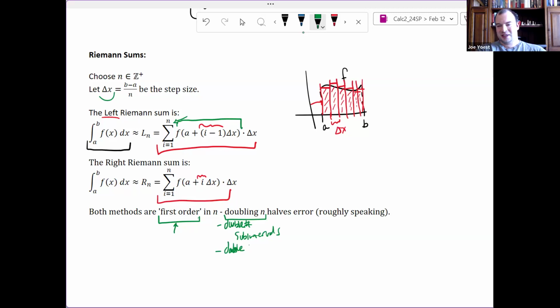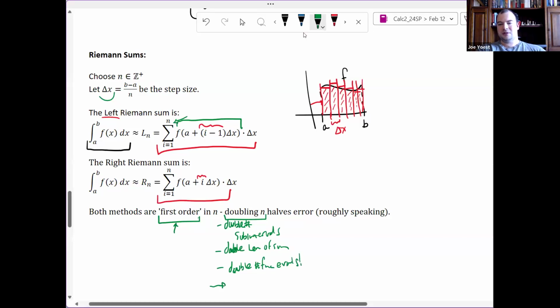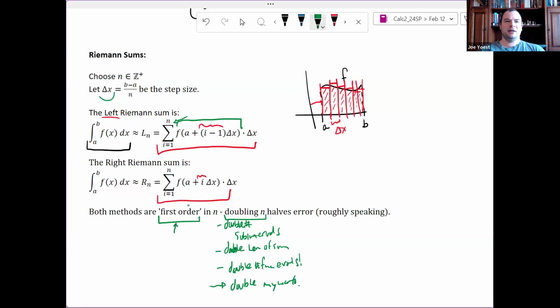Double the length of the sum, double the number of function evaluations. Really what any of these amounts to is I double my work, right? Essentially, I double the length of time that it's going to take the computer to give me an answer back.